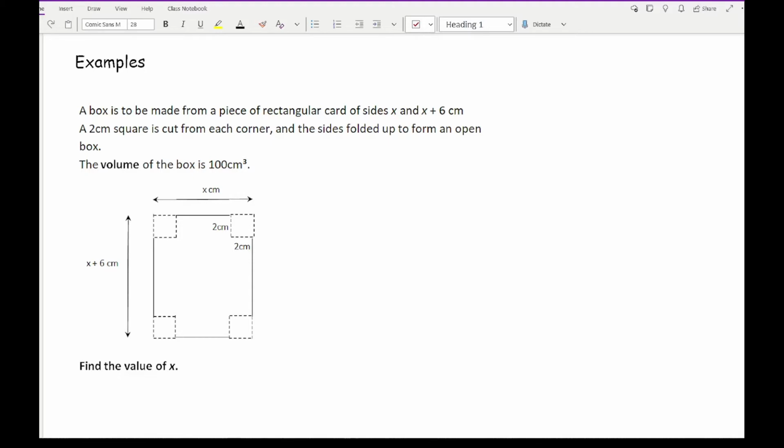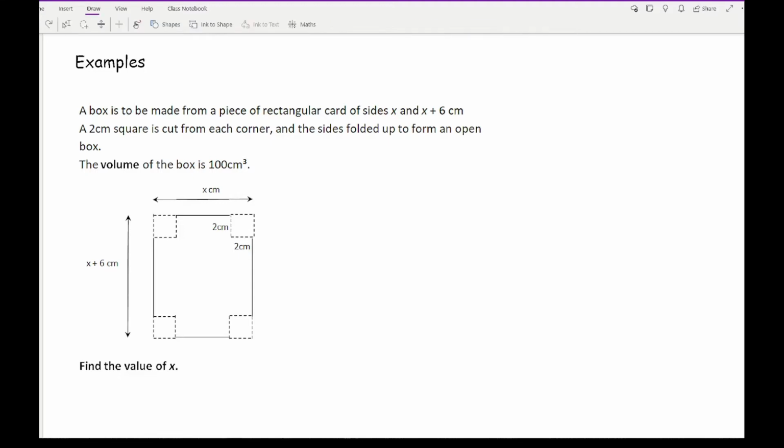So in this question it says that a box is made from a piece of rectangular card with sides x and x plus 6 centimeters. A 2 centimeter square is cut from each corner and the sides are folded up to form an open box. The volume of the box is 100 centimeters cubed.